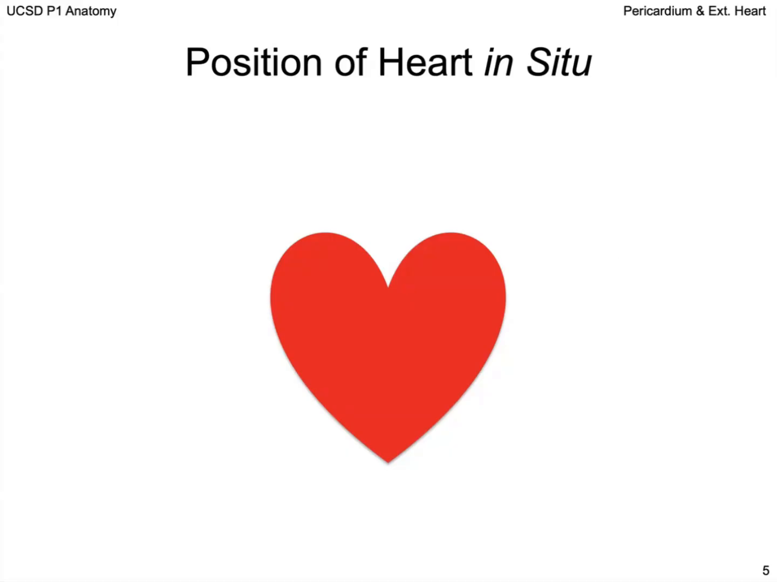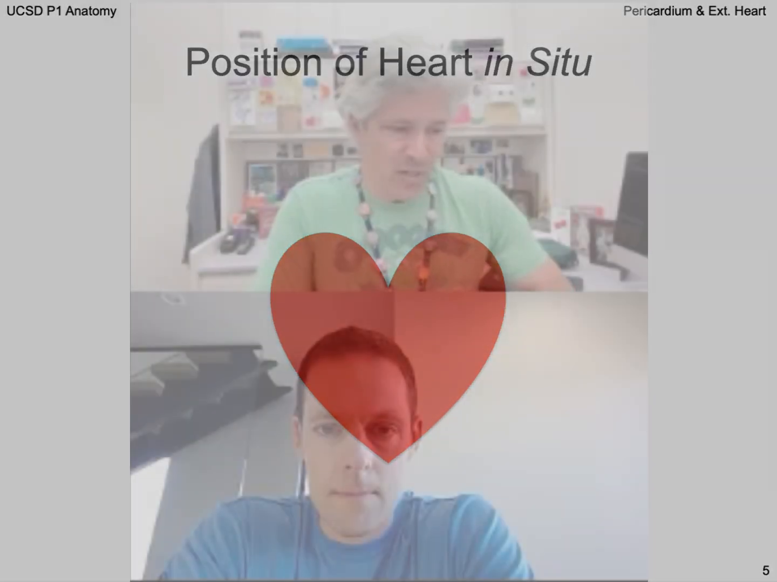Beyond that, since this cartoon version of the heart doesn't really have a lot of anatomic information in it, I'm going to ask you to consider me as representing the heart. So if I'm the heart, let's say that from here up, these are the atria, right side, left side. And then from here down, you're looking at the ventricles on the right and the left.